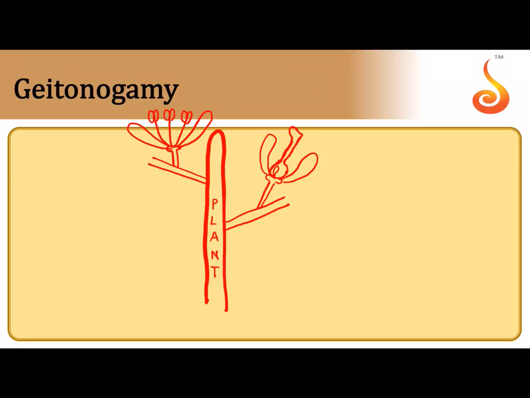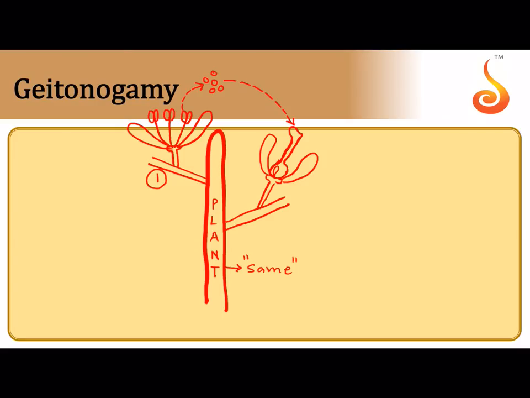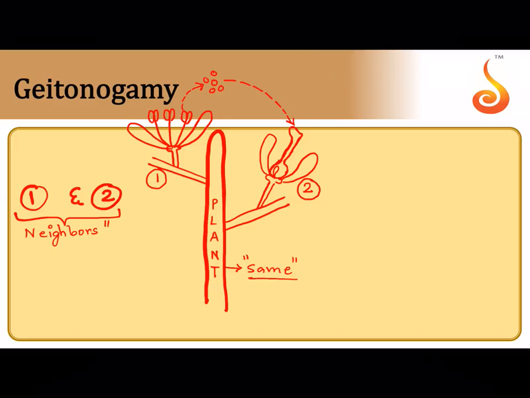So where does the pollen come from? The pollen comes from the anther of a flower. It falls onto the stigma of another flower, but on the same plant. Isn't it? So flower 1 is producing pollen which gets deposited onto the stigma of flower 2. But is it two different plants? No, it is the same plant. So these two flowers, flower 1 and flower 2, are neighbors. They are present on the same plant. They are neighbors, okay?